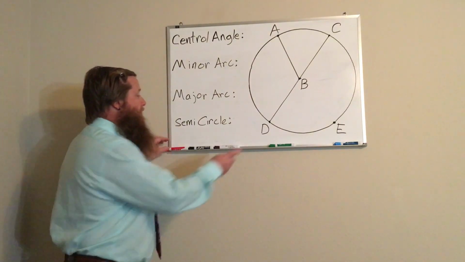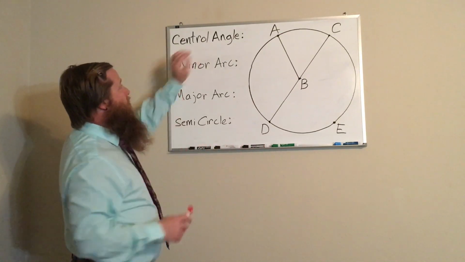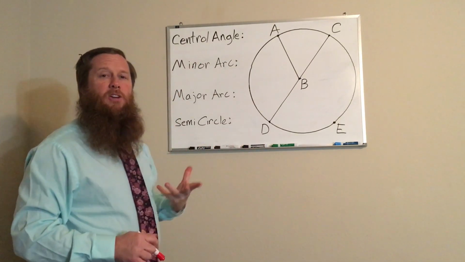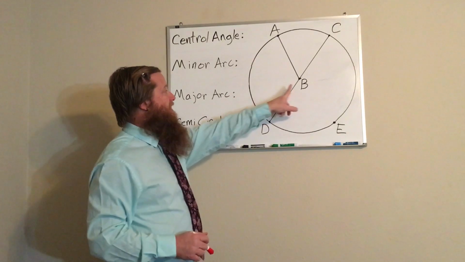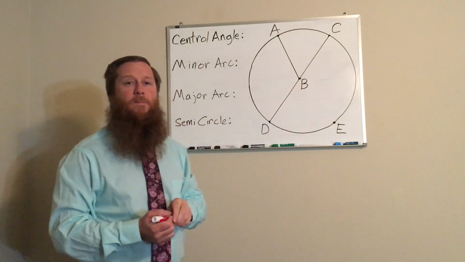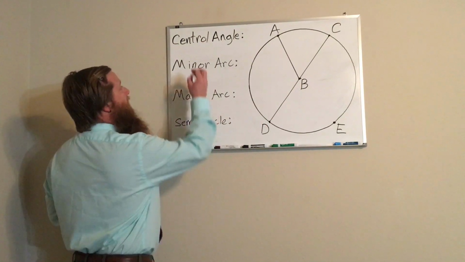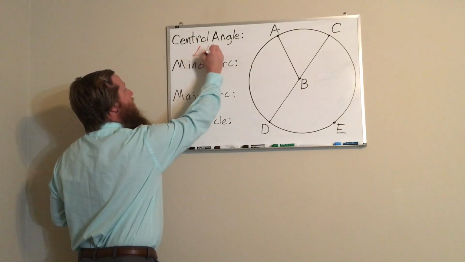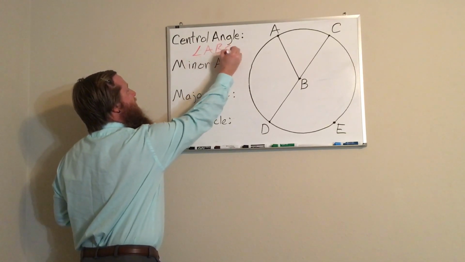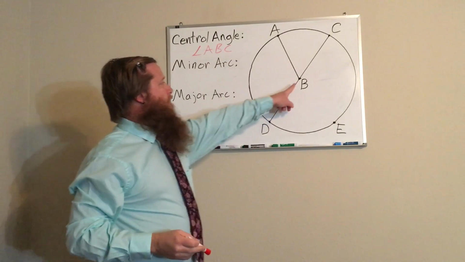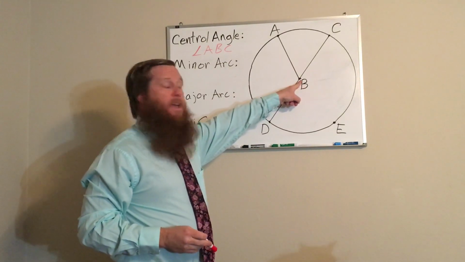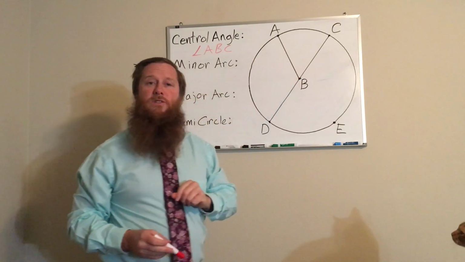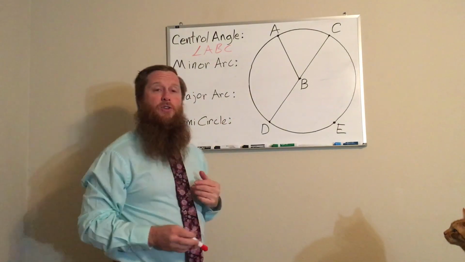We're going to start off by talking about what's called a central angle. A central angle is an angle who has a vertex at the center of the circle. So the central angle that we are looking at here is what's called angle ABC. This is because the vertex, the middle part of the angle, is located in the center of the circle. This is called a central angle.